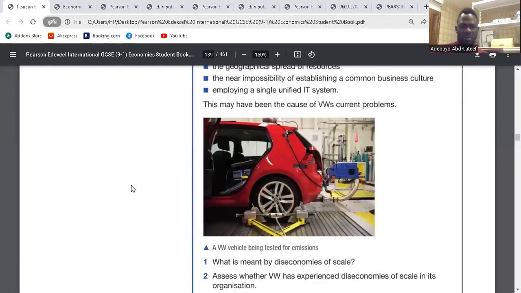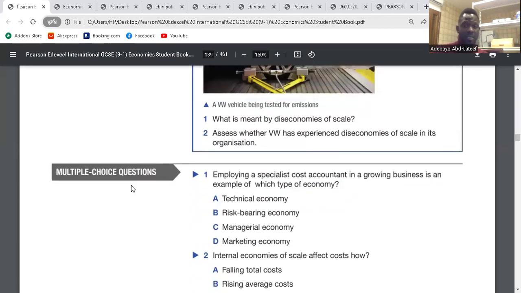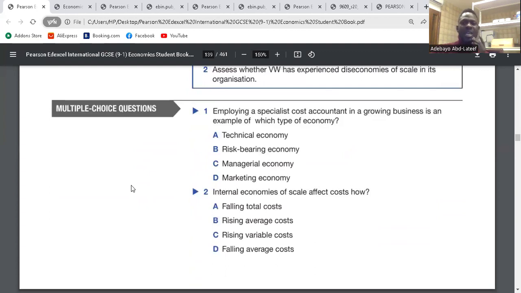So we scroll down to the case study. All right, the first question says, employing a specialist cost accountant in a growing business is an example of which type of economy? A specialist cost accountant in a growing business is an example of which type of economy? Managerial. Managerial economy, yes.